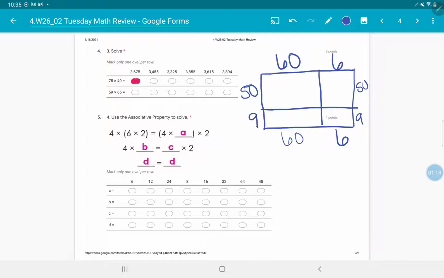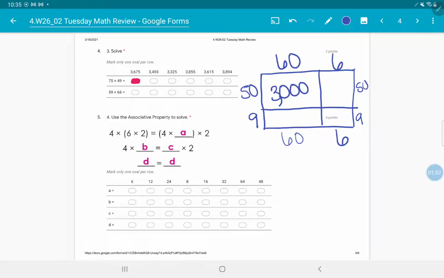If that helps you see what you're supposed to be multiplying, that's a quick and easy thing to do, isn't it? All right, so Ansley, what am I going to do to find the area here? 50 times 60. 50 times 60 is 3,000. I multiply the length, which is 60, times the width, which is 50. 6 times 5 is 30. And we have 2 more zeros, so 3,000.